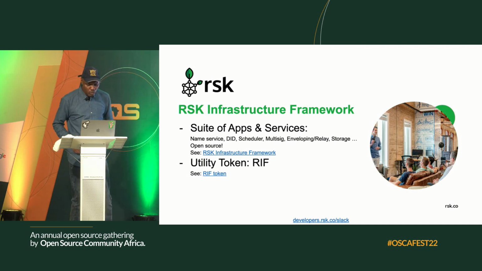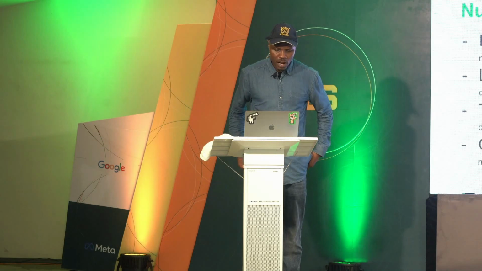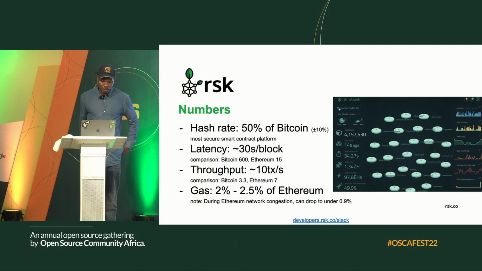So let's wrap up about RSK with some important information. I'll just try to read this. Half of the Bitcoin network merge mines with RSK, and this is the basis of the claim that it is the most secure smart contract platform in the world, because half of the Bitcoin miners merge mine the RSK blockchain. It takes around 30 seconds for each block to be mined. This is much faster than Bitcoin.